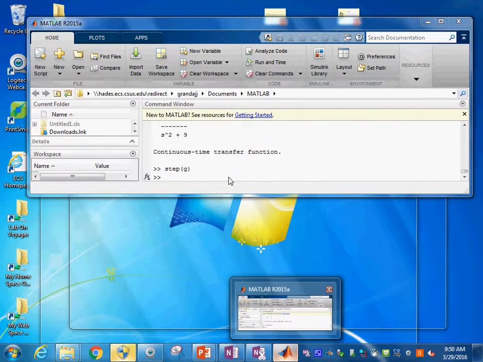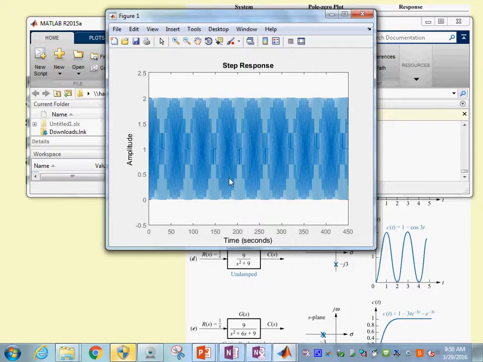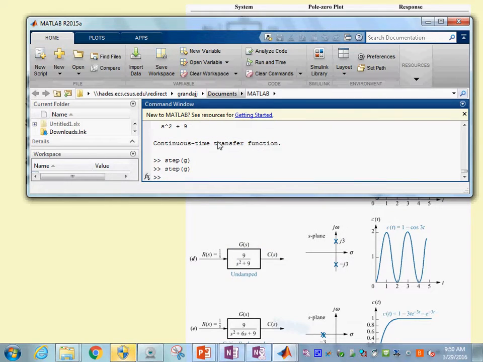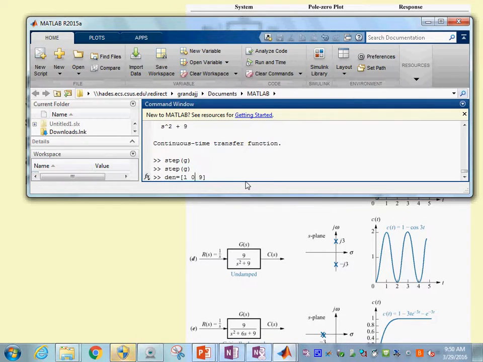remember it was 2 before. I am deliberately going to make it a -2. And with that I define the transfer function. G again is going to be a transfer function of the numerator and the denominator. Define it as -2. And if I do this step of G, we need to close this to see it. Let's see what's going to happen.